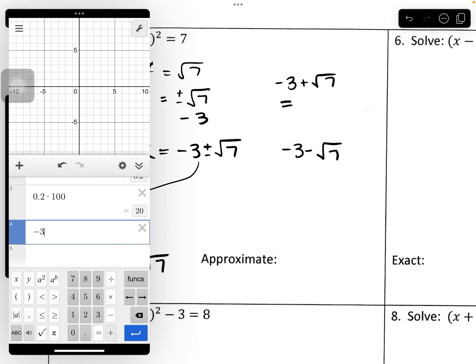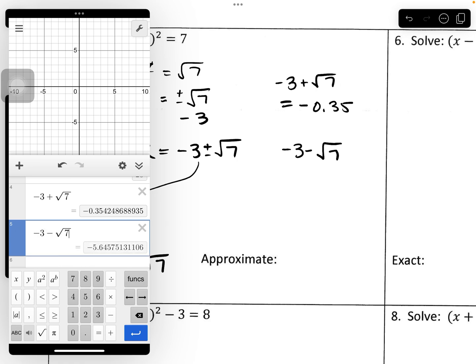So negative 3 plus the square root of 7 gives me negative 0.35, and negative 3 minus the square root of 7 is negative 5.65. And this number, 35, is next to a 4, so it stays 35. And this number, that 64, is next to a 5. I rounded it up to 65.